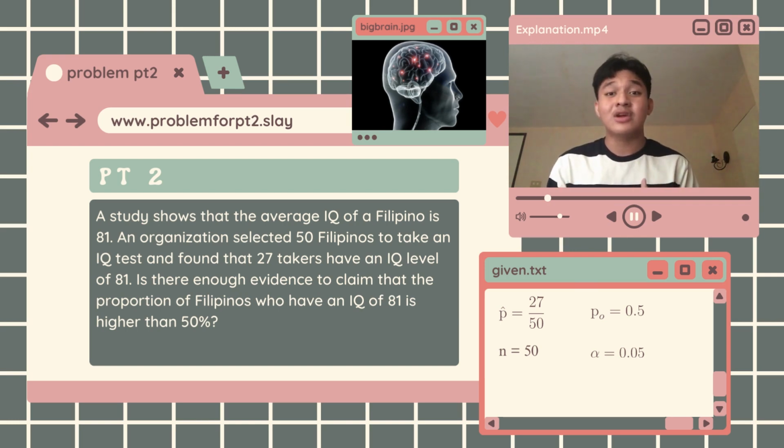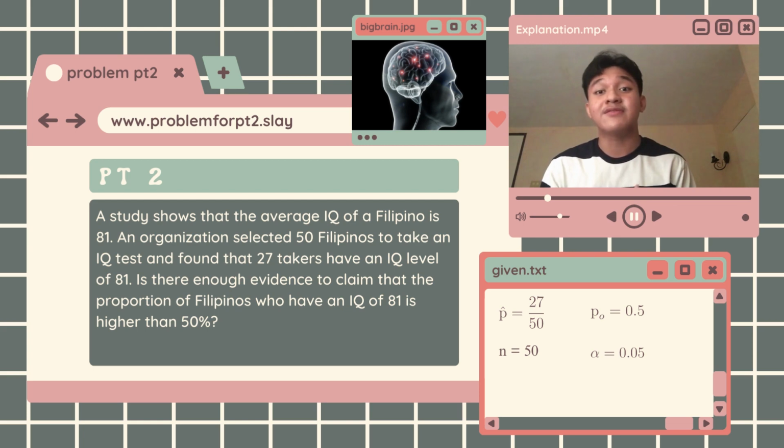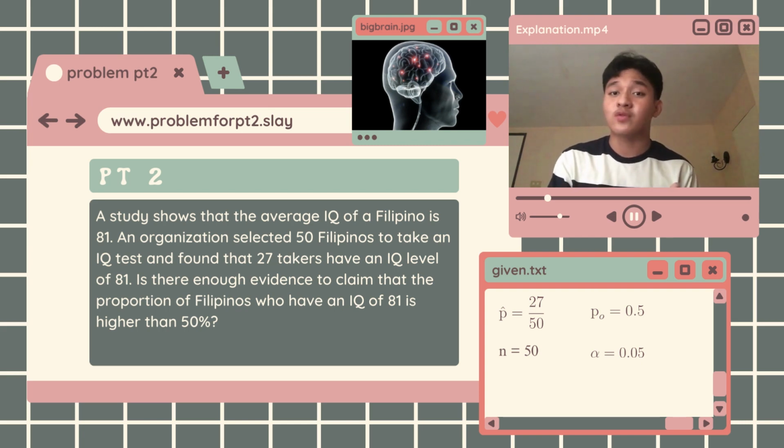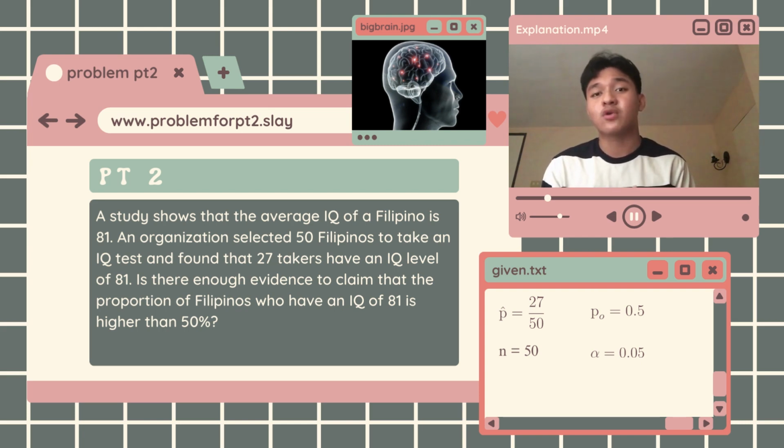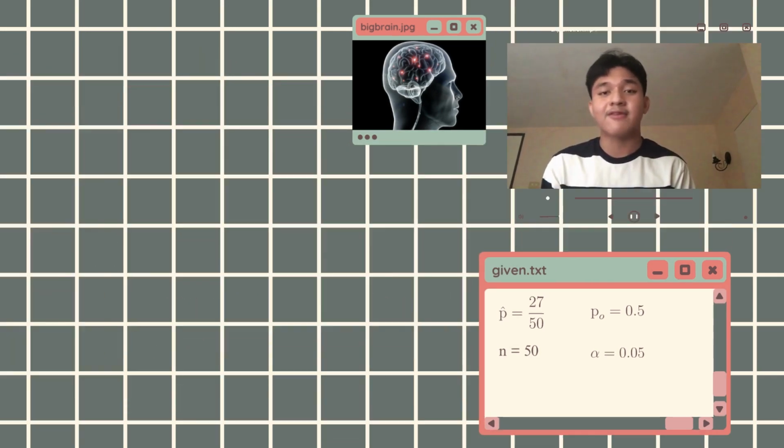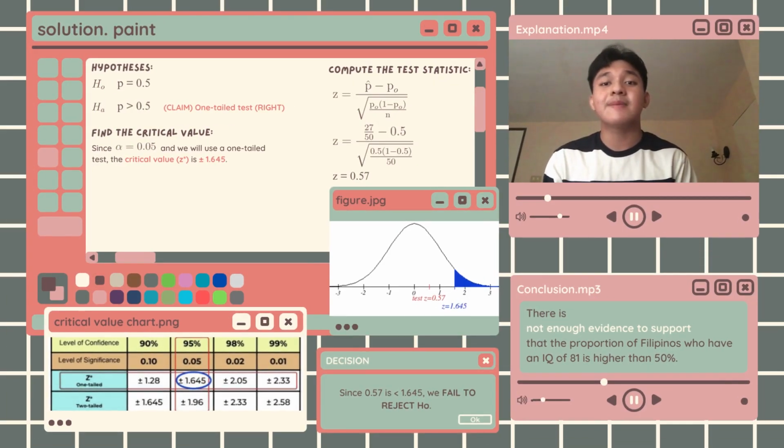It is stated that the organization selected 50 Filipinos. Therefore, that is the sample size, denoted by lowercase n. Then, 27 over 50, which equals 0.54, is the sample proportion denoted by p hat, while 50% or 0.5 is the hypothesized population proportion denoted by p sub o. And lastly, since the level of significance is not mentioned, this indicates that we will be using 0.05 as our significance level.